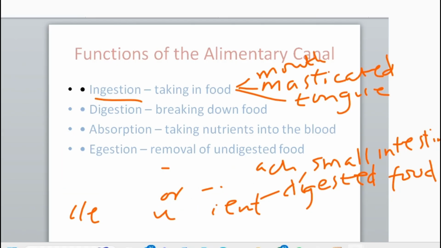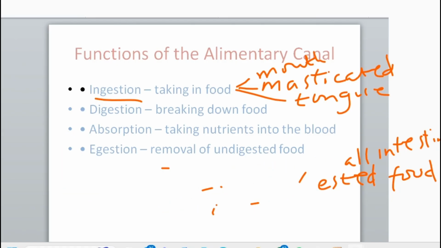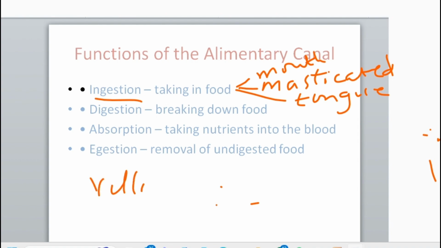So the ileum of the small intestine has finger-like projections called villi. Singular is villus. These help to increase the surface area of the small intestine for efficient absorption of food.